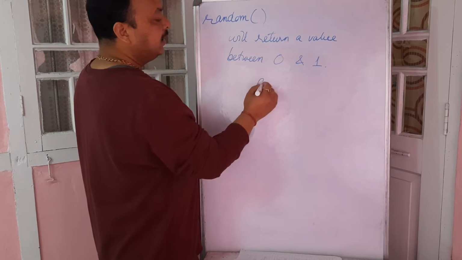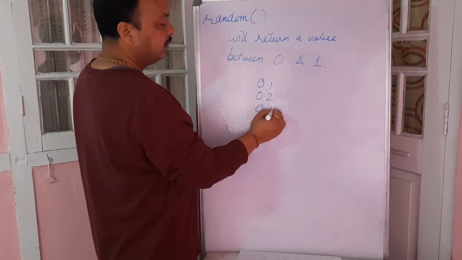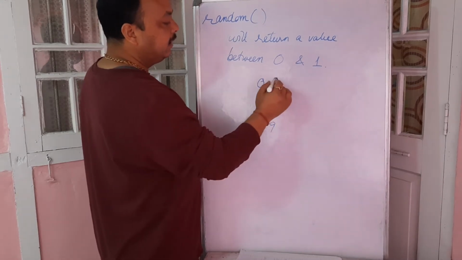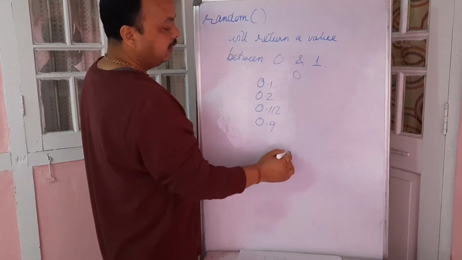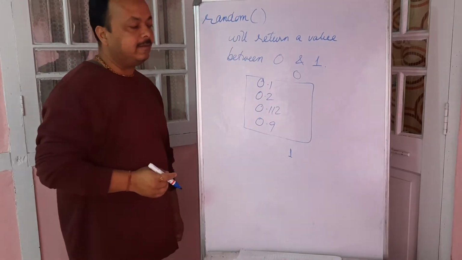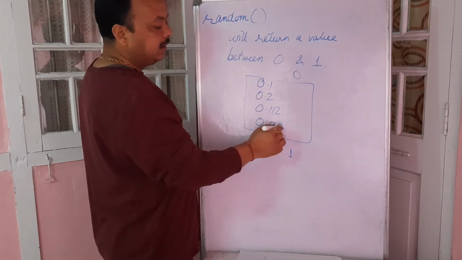You may get 0.1, you may get 0.2, you may get 0.112 like this, 0.9, but you will not get 0 or 1. So only this is the range of values that you will get between 0 and 1. You may get 0.99.